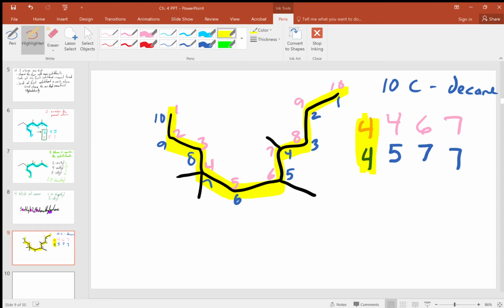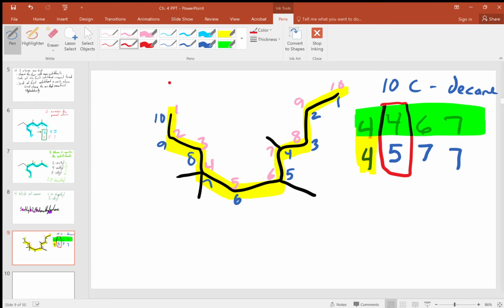So since that's the same, now we go to the second substituent in each direction. Now the second substituent has a difference. For the pink numbers, the second substituent is at carbon 4 versus the other direction where the second substituent is at 5. That means that these pink numbers, that direction gets priority. And when we number this chain, we will start in this direction.